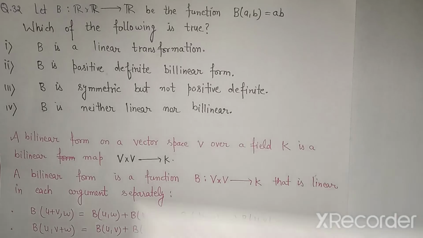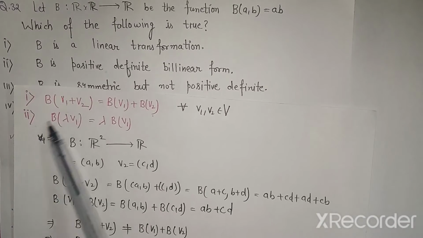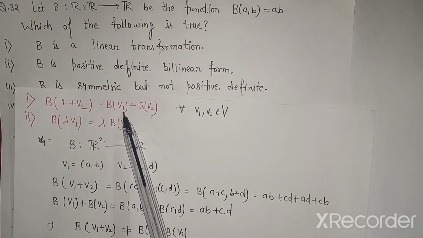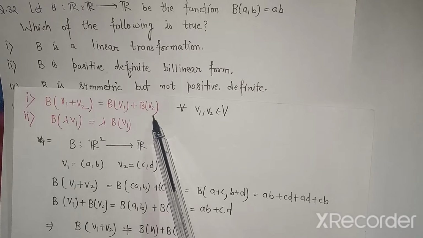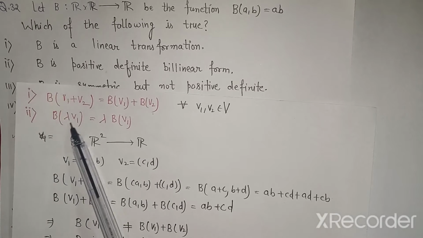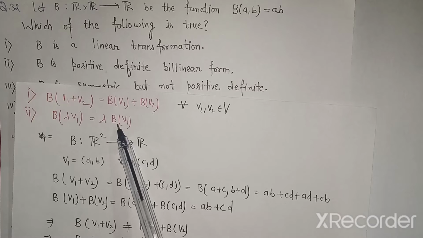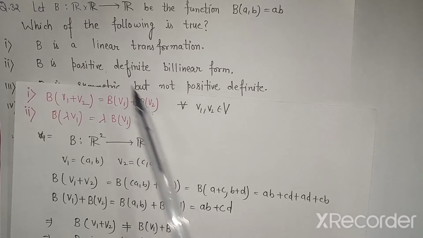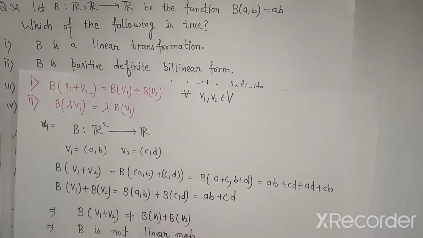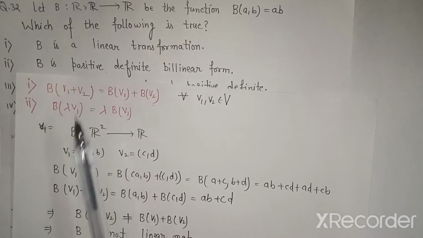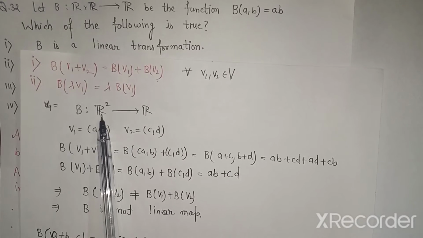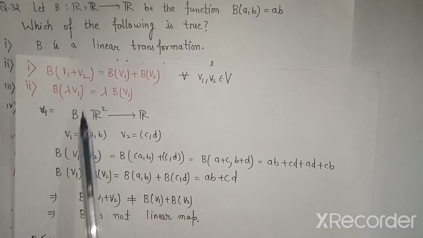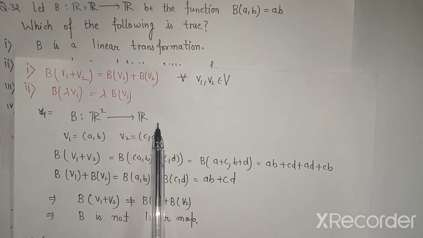So for that we have to check that B applied on V1 plus V2 is equal to B applied on V1 plus B applied on V2, and B applied on lambda times V1 is equal to lambda times B of V1. If B satisfies these two conditions, then we say B is a linear transformation. B is from R cross R, so we can write B is from R square to R.